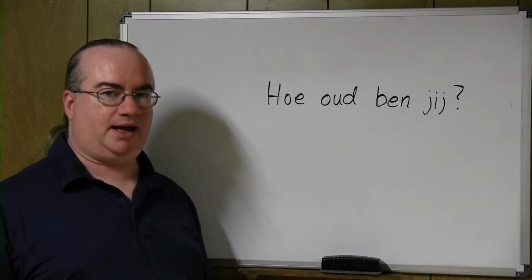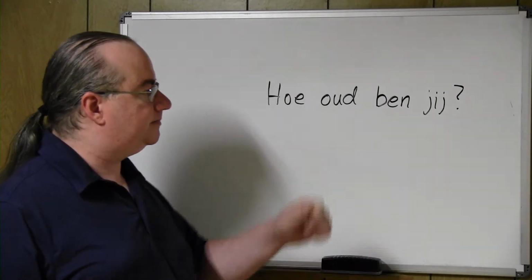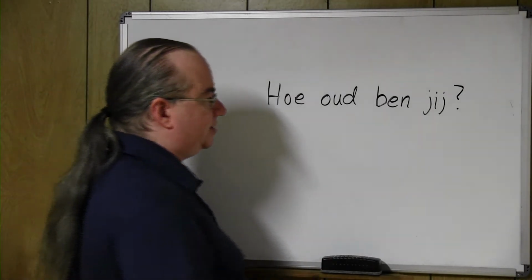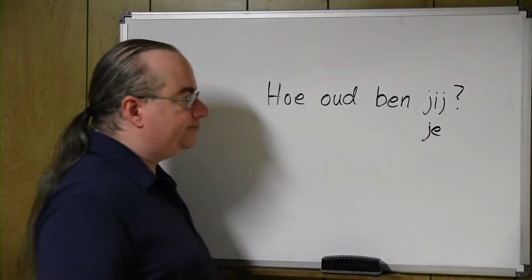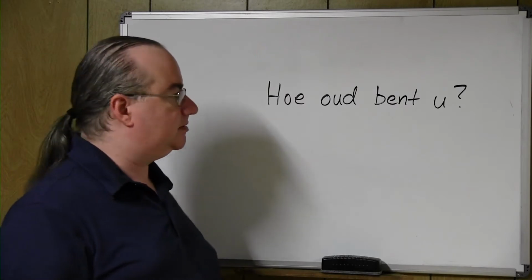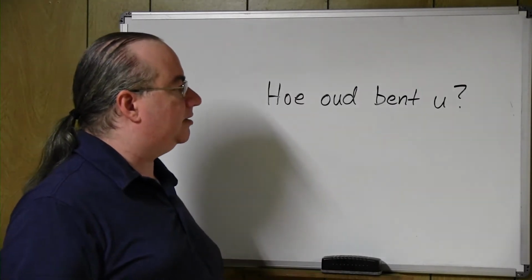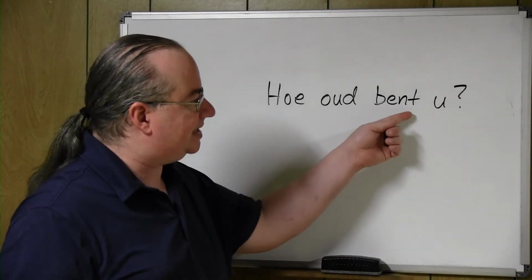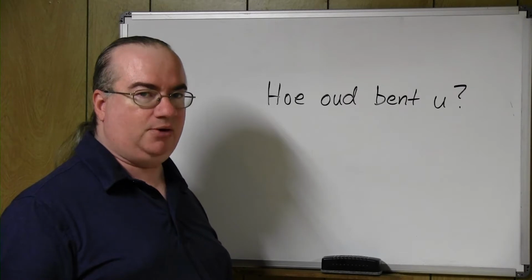Hoe oud ben jij? You can also say, hoe oud ben je? If we want to be more polite, we say, hoe oud bent u? Remember, the ben will get a T in this case. Hoe oud bent u? For how old are you?